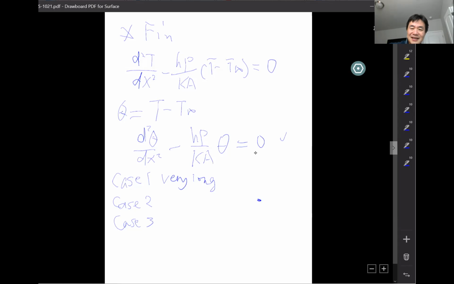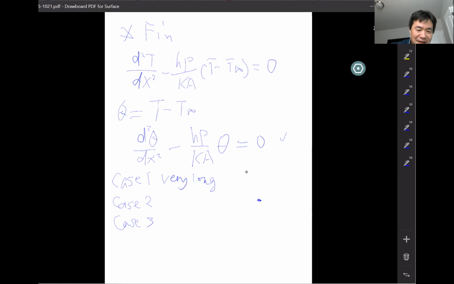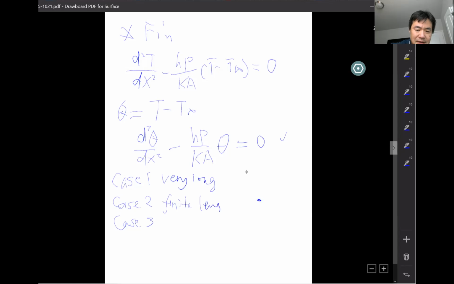Case one is a theoretical case. It's easy to solve for this equation, but I barely see any real-time case like this, a very long thing. Case two, it has a finite length. Finite length, at the end, it's just convection.